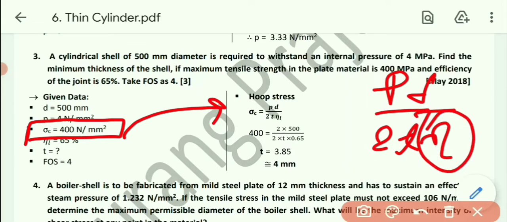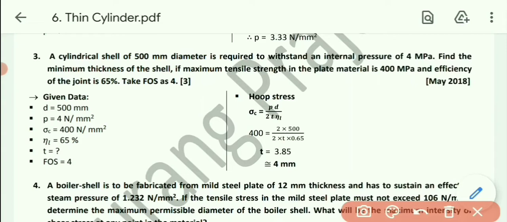We have seen this one in the theory. Whenever efficiency is given, always apply the efficiency over here. So sigma c equals PD divided by twice T. Sigma c, that is 400 Newton per mm square, equals P, that is pressure, 4 Newton per mm square. P will be 4 over here.